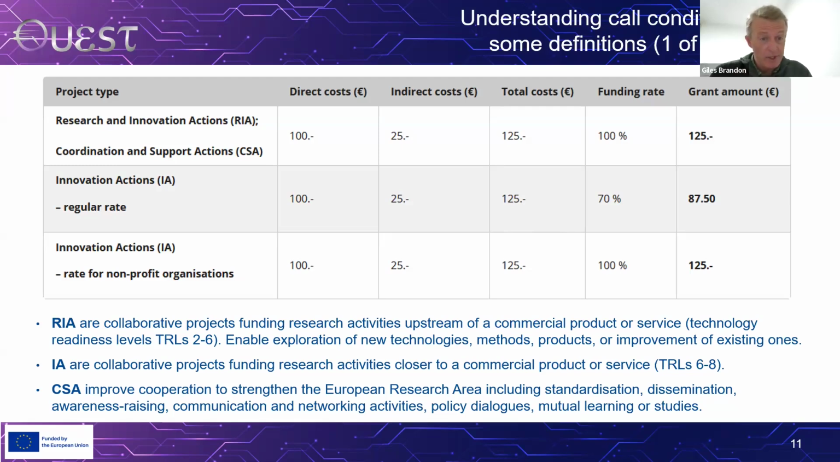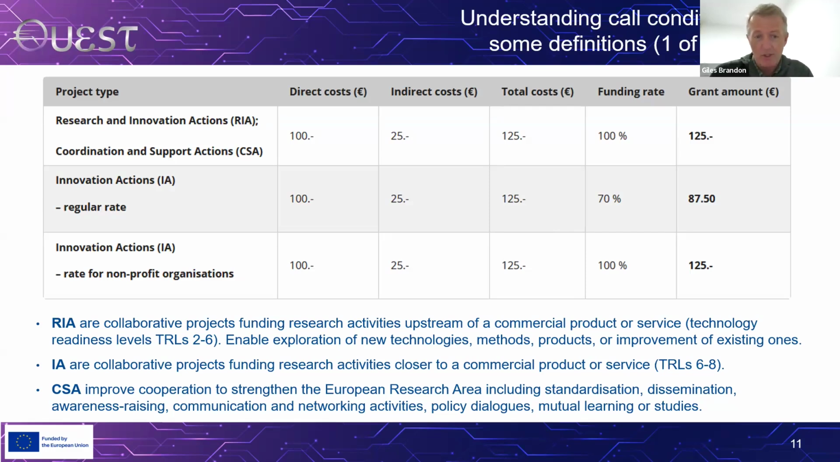RIA is an acronym for Research and Innovation Action. This is a type of funding provided by the European Commission in Horizon Europe for collaborative projects, which are focused upstream of a commercial product or service, in brackets, technology readiness levels 2 to 6. I'll explain what these TRL levels mean in the following slide.